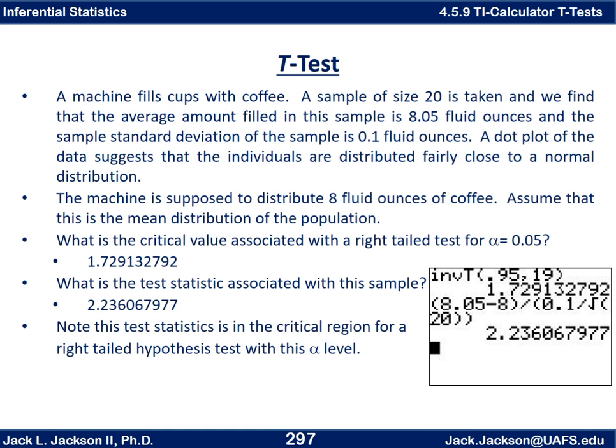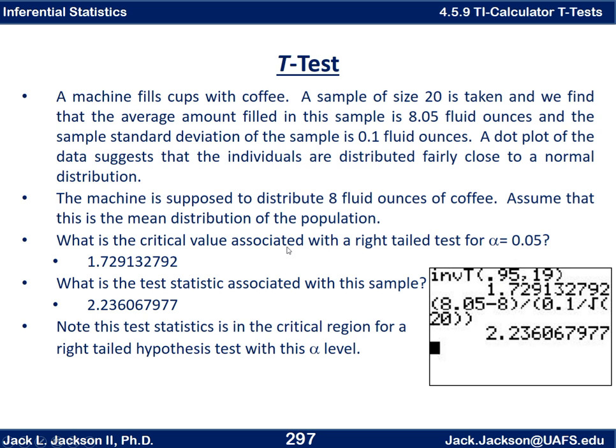Okay, so the inverse T of 0.95, 19 is the critical value. The test statistic, we just talked about that, is (8.05 minus 8) divided by (0.1 divided by square root of 20). Notice the parentheses there. So that's X bar minus mu divided by S over square root of N, and that's our test statistic, T. And the inverse T of 0.95.